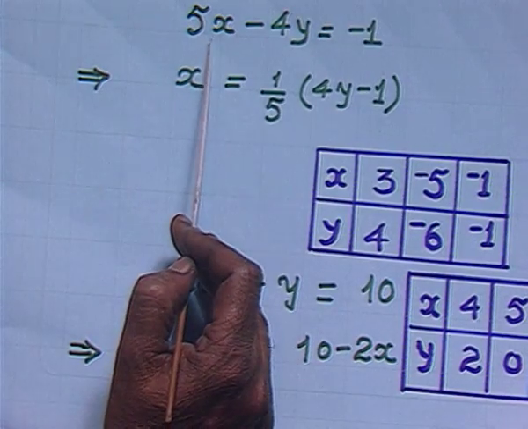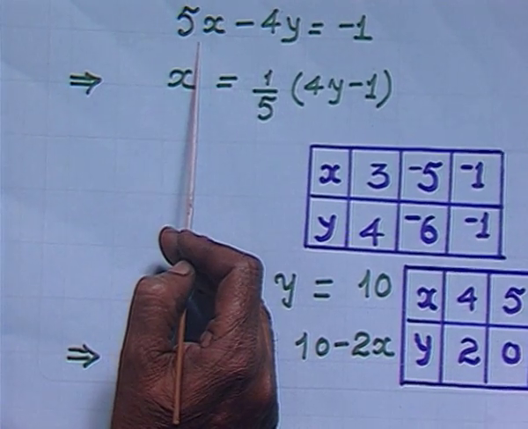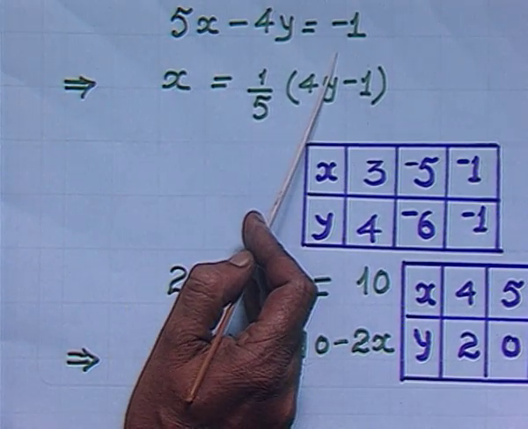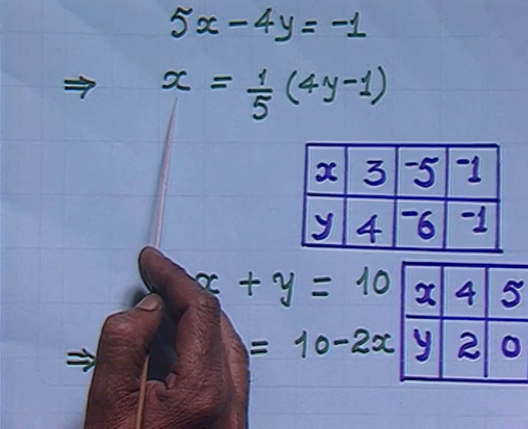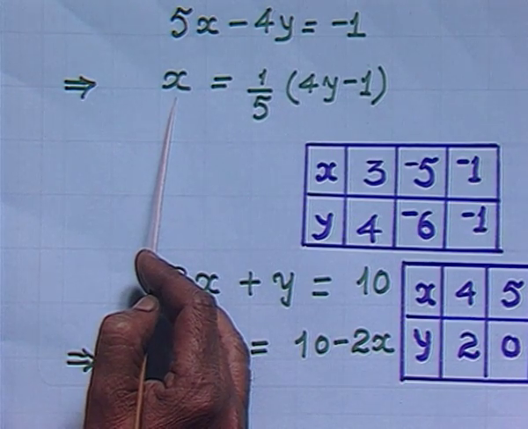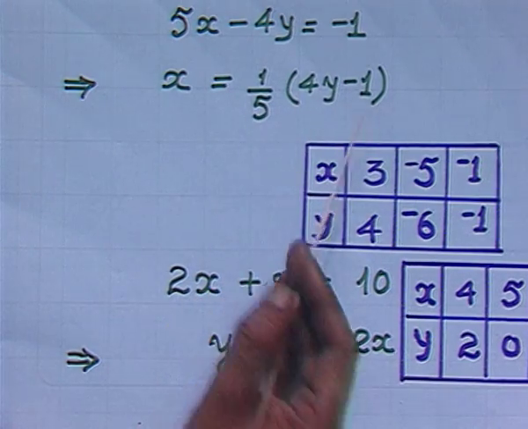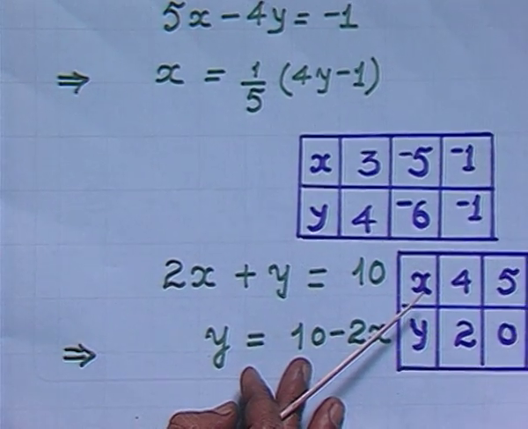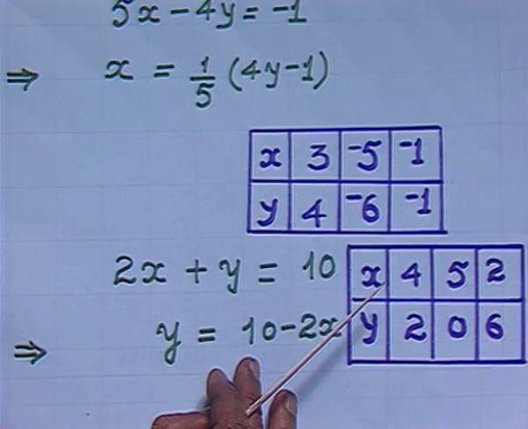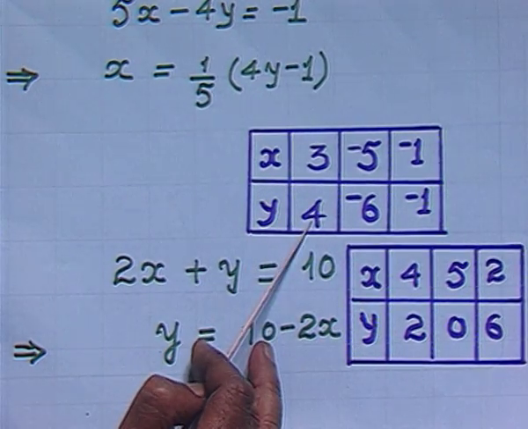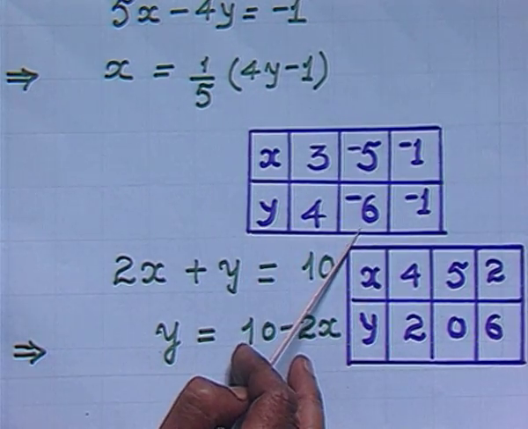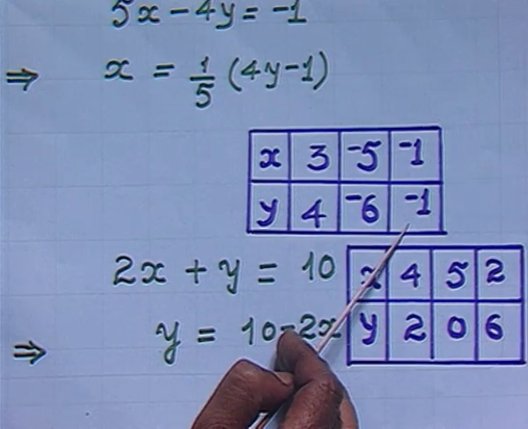So here is the first equation, 5x minus 4y equals -1. So from here I get x. Here I am making x the subject. So x is equal to 1/5 of 4y minus 1, and the ordered pairs which are satisfying this equation are 3, 4, -5, -6, -1, -1.